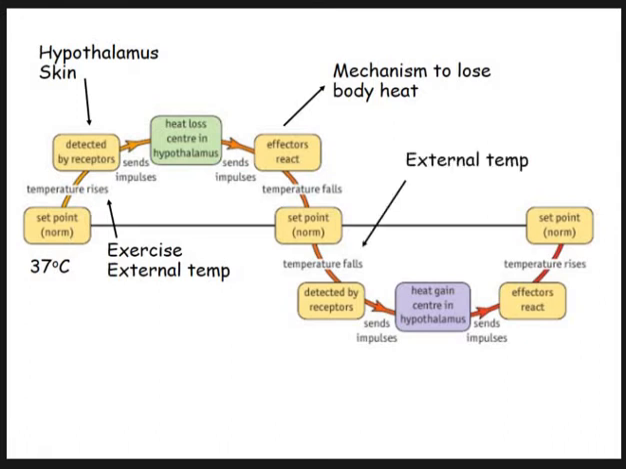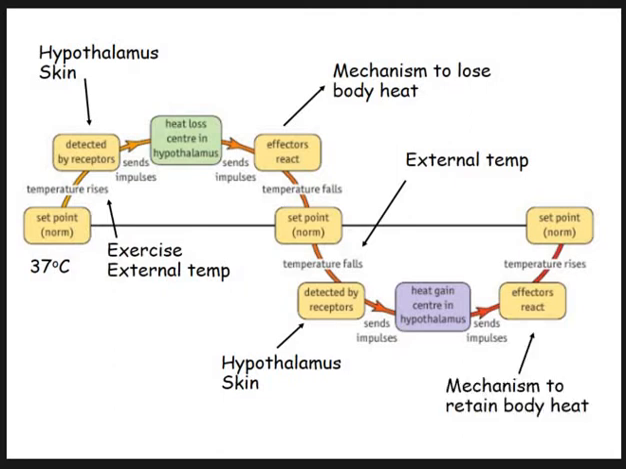And then the other way, temperature falls, so perhaps it's a cold day outside. Again, it's detected by receptors which feed information from the hypothalamus and the skin into the brain. We have the heat gain centers this time, mechanisms to retain body heat. So you've all been cold, you've all shivered. That's one way of generating body heat there. This causes your internal temperature to rise and you go back to the norm again. Okay, you go back to 37 degrees. So that's your negative feedback loop for thermoregulation there.